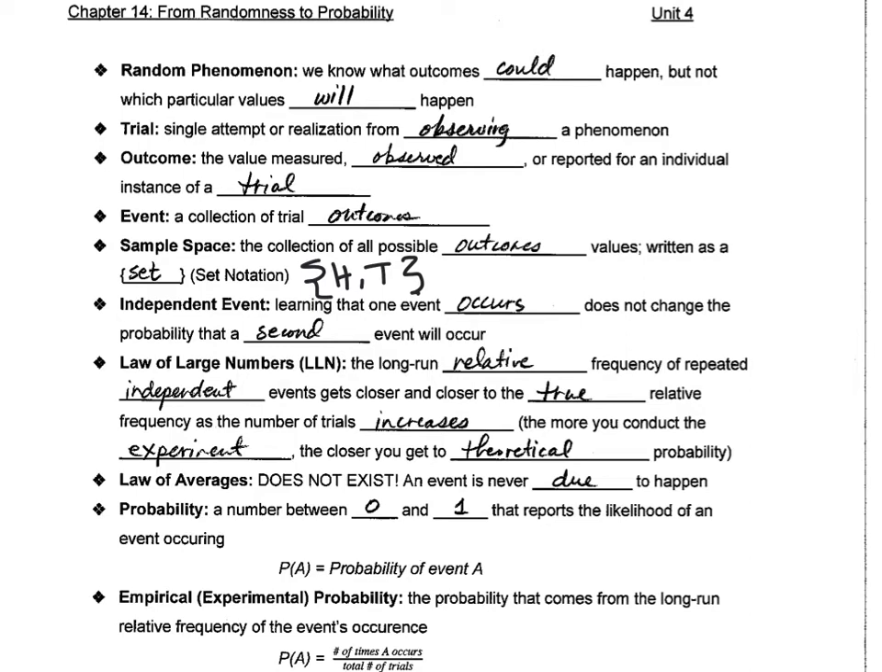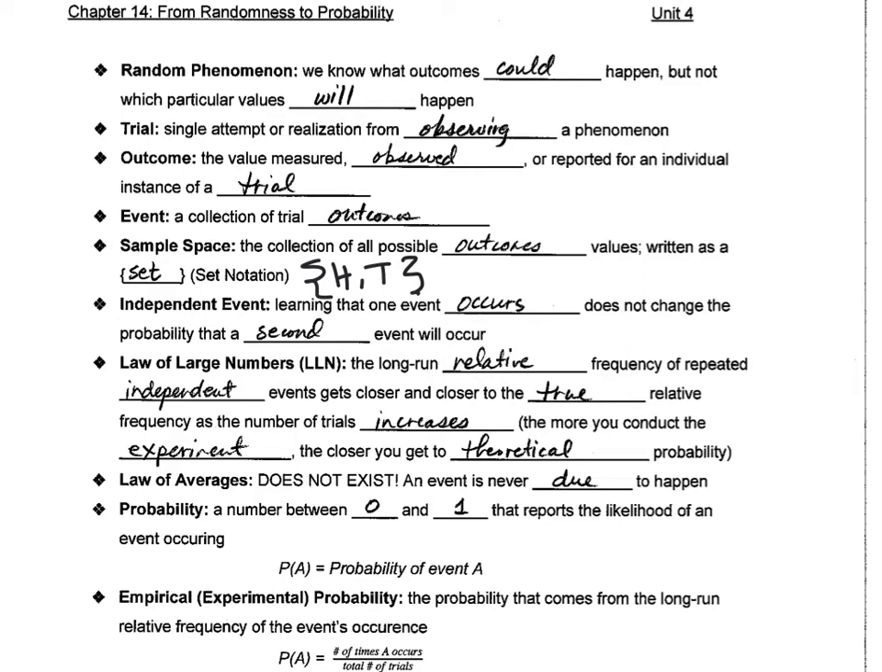Okay, a couple things with probability. An independent event, obviously independent means it's something that can stand on its own. It's learning that one event occurs does not change the probability that a second event will occur. Okay, so an independent event is something where if I do something the first time, it has nothing to do with the second time. It's not going to affect it whatsoever at all. The law of large numbers. Again, if you read chapter 14, you would have seen this.